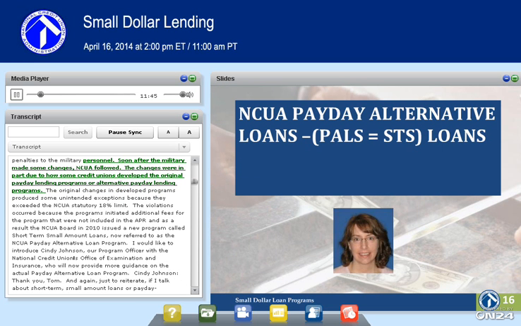Soon after the military made some changes, NCUA followed. The changes were in part due to how some credit unions developed the original payday lending programs or alternative payday lending programs.